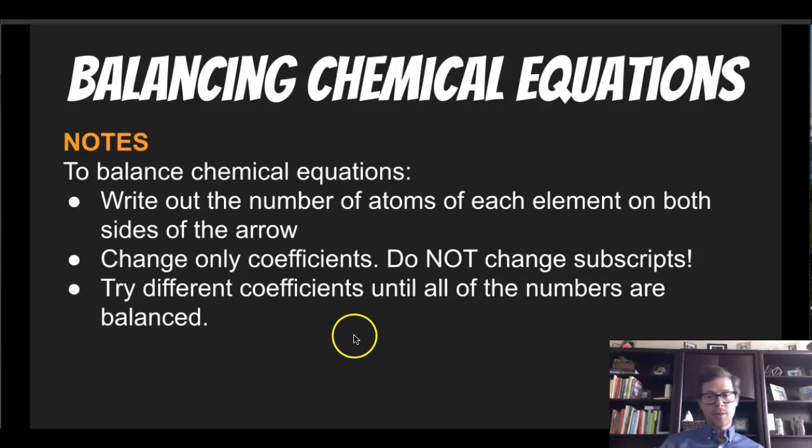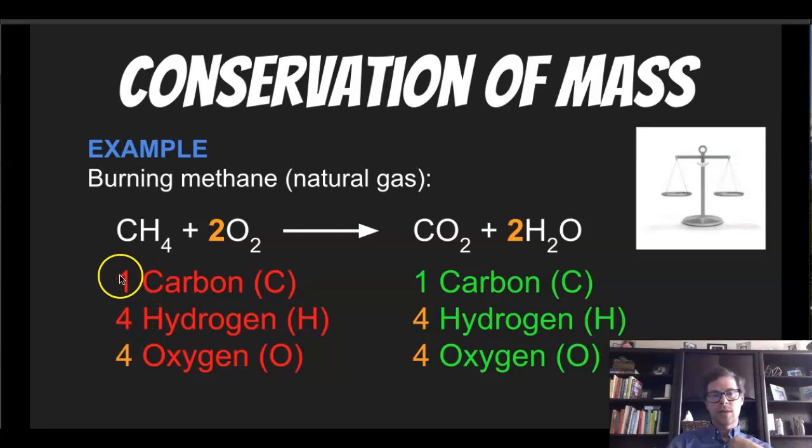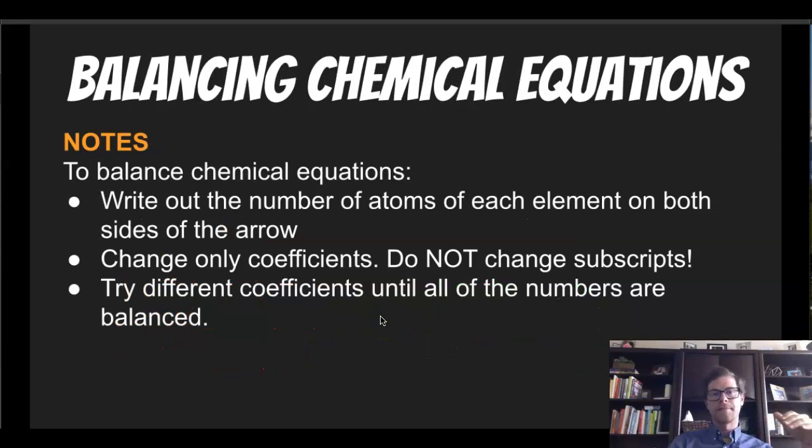Okay, so a couple tips when you're trying to balance a chemical equation. The first thing you want to do is do what I just did in those examples, which is write out the number of atoms of each element on both sides of the arrow. So again, notice that that's what I did, right? I wrote down how many carbons, how many hydrogens, how many oxygens on the left. How many carbons, how many hydrogens, how many oxygens on the right. And I keep them in the same place, right? The carbons are on the first line, hydrogens are on the second line, so I can see it more easily.